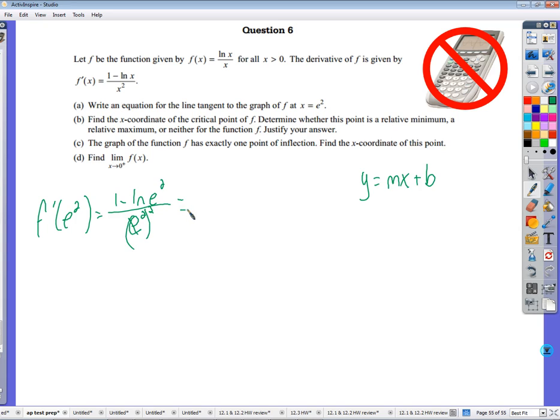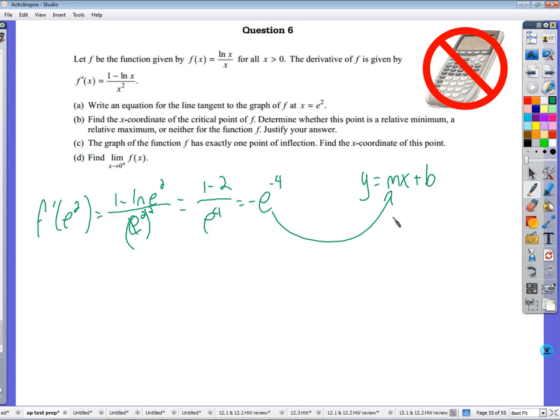What's the natural log of e squared? Not the derivative of the natural log of e squared, it's just the natural log of e squared. It's 2. So 1 minus 2 over e to the 4th, which is negative e to the negative 4. Doesn't really matter, we don't have calculators here, so that's how we say what our slope is. Negative slope. So far we've got m.